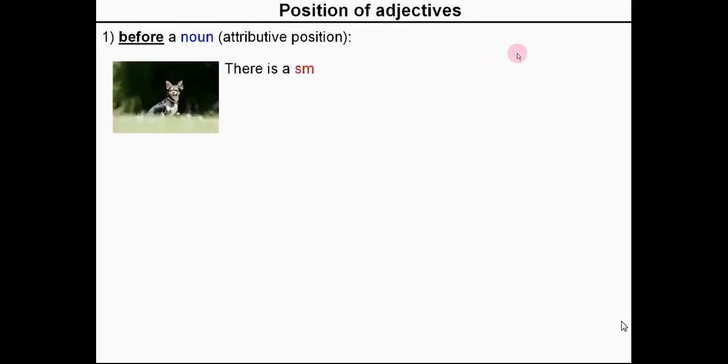Now let's look at the position in the sentence of adjectives. There are two main positions. Okay, so the first important position is before a noun, and we call this the attributive position. For example, there is a small dog in the garden. So dog is the noun, and the adjective small is before the noun.